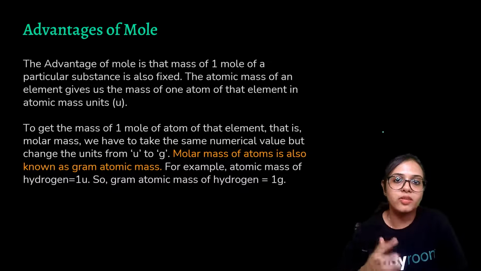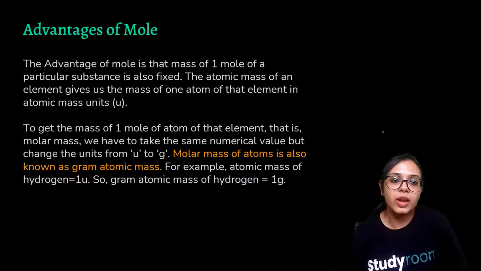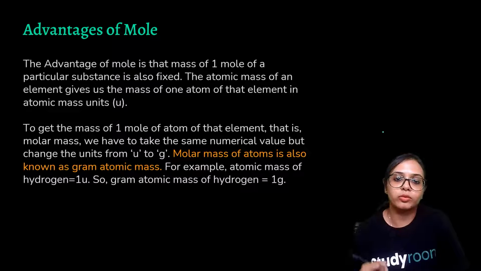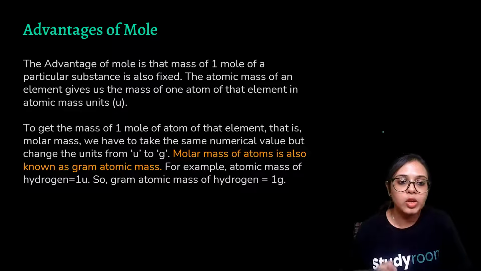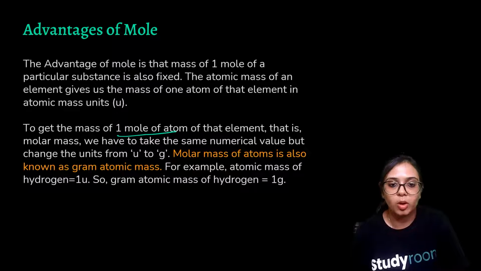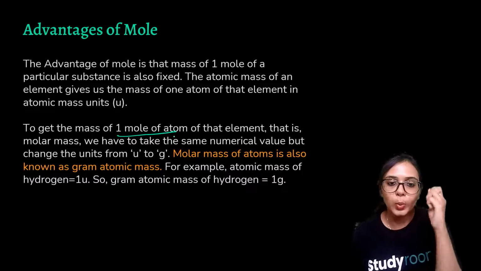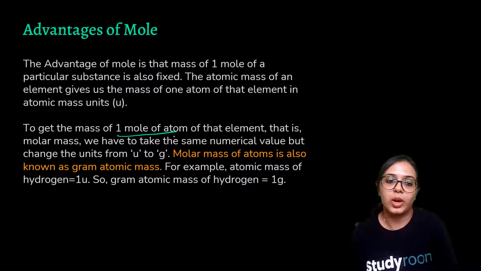Advantages of mole. Now, what is the use? What is the purpose of this mole? The advantage of mole is that the mass of 1 mole of a particular substance is also fixed. The atomic mass of an element gives us the mass of 1 atom of that element in atomic mass units. To get the mass of 1 mole of atoms of that element, that is the molar mass, we take the same numerical value but change the units from U to G.